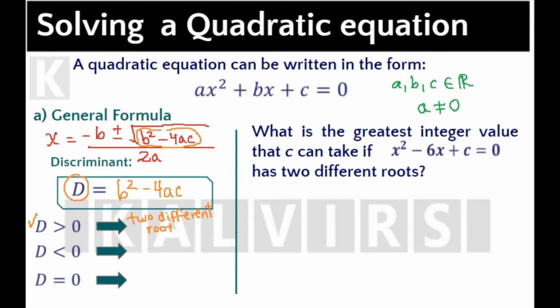If the discriminant is equal to 0, then it means that the equation has only one root or one solution. And finally, if the discriminant is a negative number, it means that the equation has no solutions or no roots.